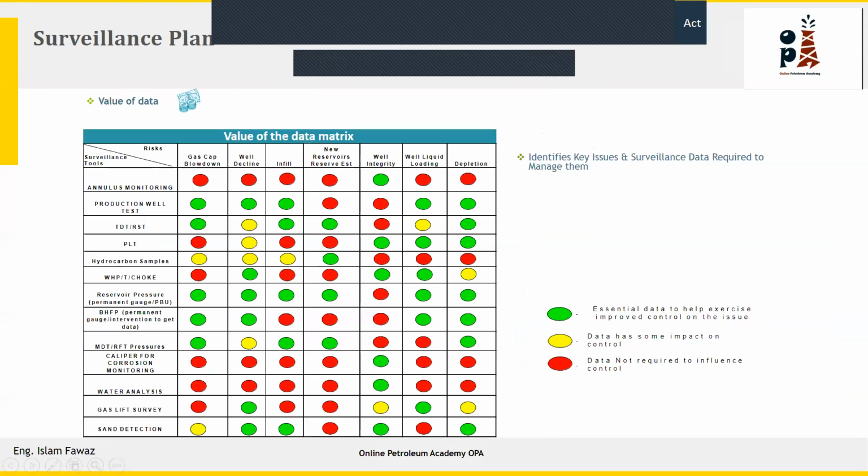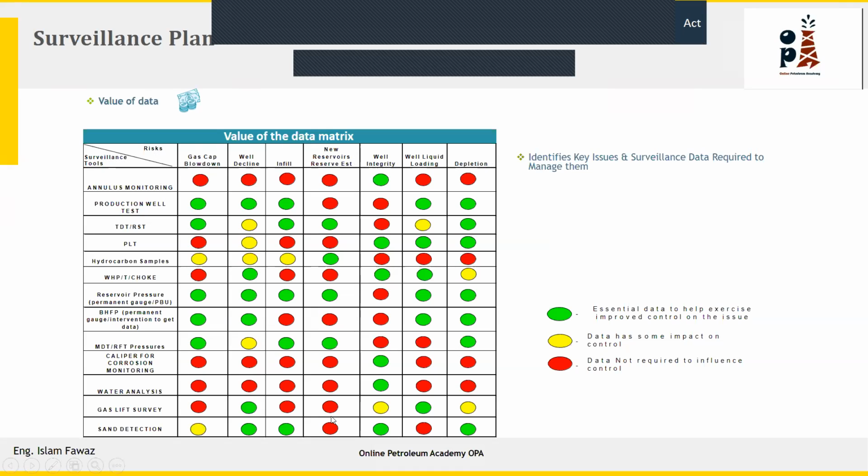This is the surveillance plan for your field. My field is suffering from depletion, from well integrity issues, from well pressure decline, and the gas cap blowdown. So in this matrix here, we have the risks. Identify all the risks that you face in your reservoir or your fields, and then this is the surveillance tool.